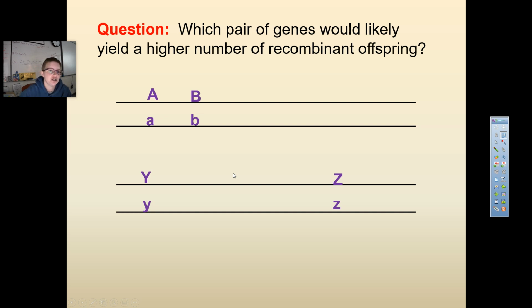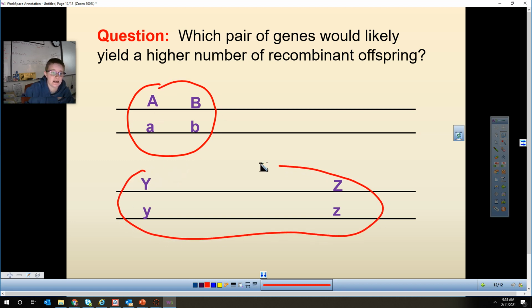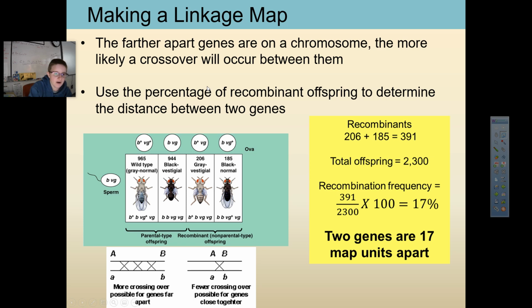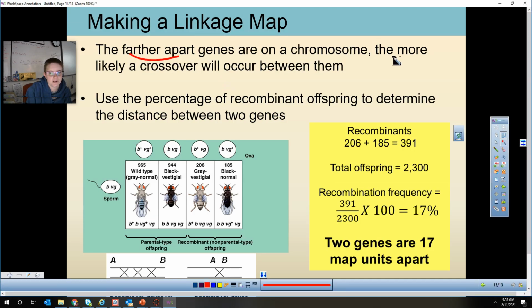So which pair of genes do you think would have a higher recombination frequency? So assort independently more often or cross over. Do you think AB is going to cross over more often? Or do you think YZ is going to cross over more often? And we've actually brought this up before. Which pairs of genes are more likely to cross over? And so we learned before that the farther apart genes are on a chromosome, the more likely a crossover will occur between them.